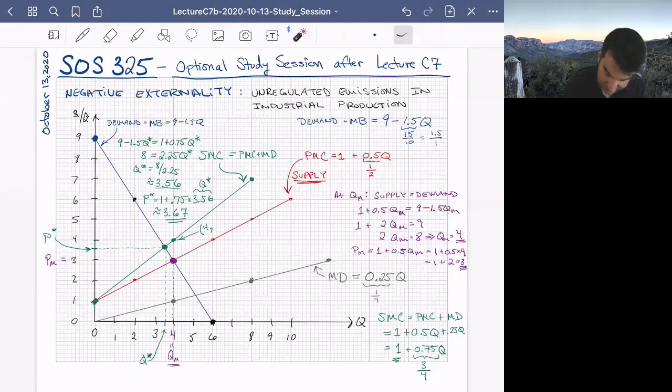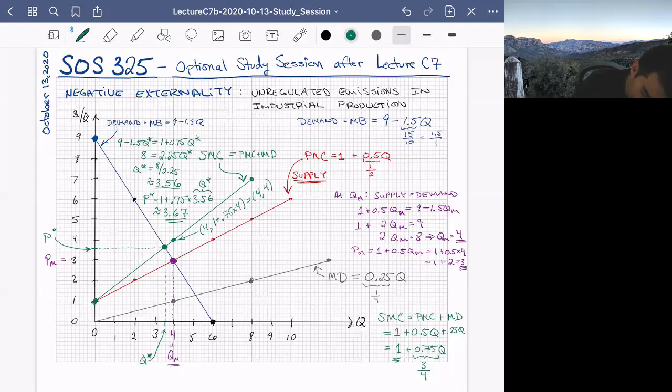Where did I put the SMC? Oh, it's down here. So I'm going to plug into my social marginal cost, 1 plus 0.75 times 4. That point ends up being 4, 4, which is easy to do. That actually makes sense because you can see it lines up right here with 4. So that math looks good. I've solved for that corner.